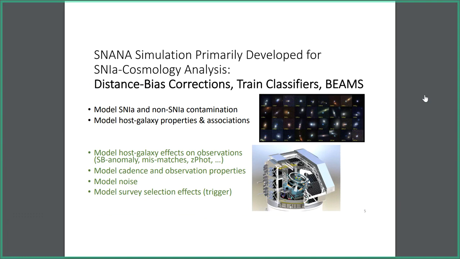So roughly speaking, you can think of the simulation as 2 parts. First, there's the physical universe. We want to model type Ia and non-SN Ia contamination. Now, of course, contamination to us in a cosmology analysis is always somebody else's gold, so you have to be a little careful about the language. And we want to model host galaxy properties and their associations. Then we want to connect the light coming from these sources to the instrument that's looking at it. So we want to model the host galaxy effects on observations. We want to model cadence and observation properties, noise, and survey selection effects, which we often refer to as a trigger.